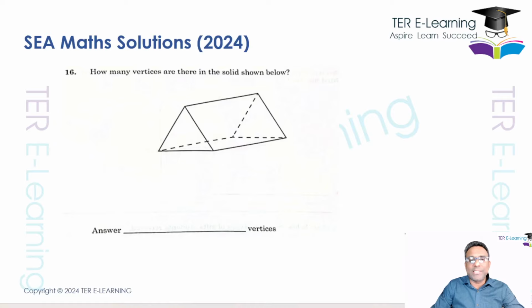Question 16, how many vertices does this solid have, right? So this is a triangular based prism. And in terms of vertices, we have 1, 2, 3, 4, 5, 6, right? So the answer is simply going to be 6.